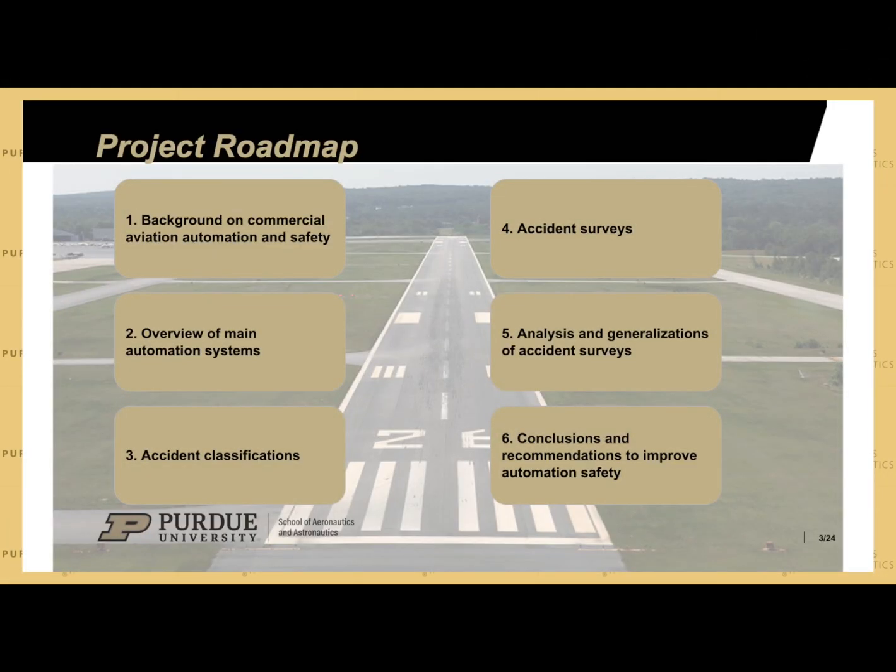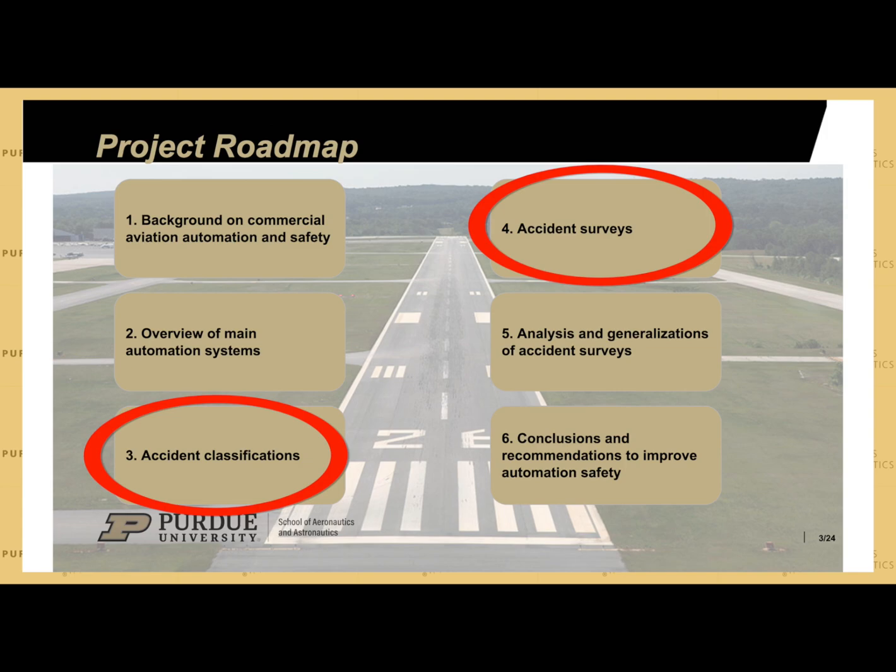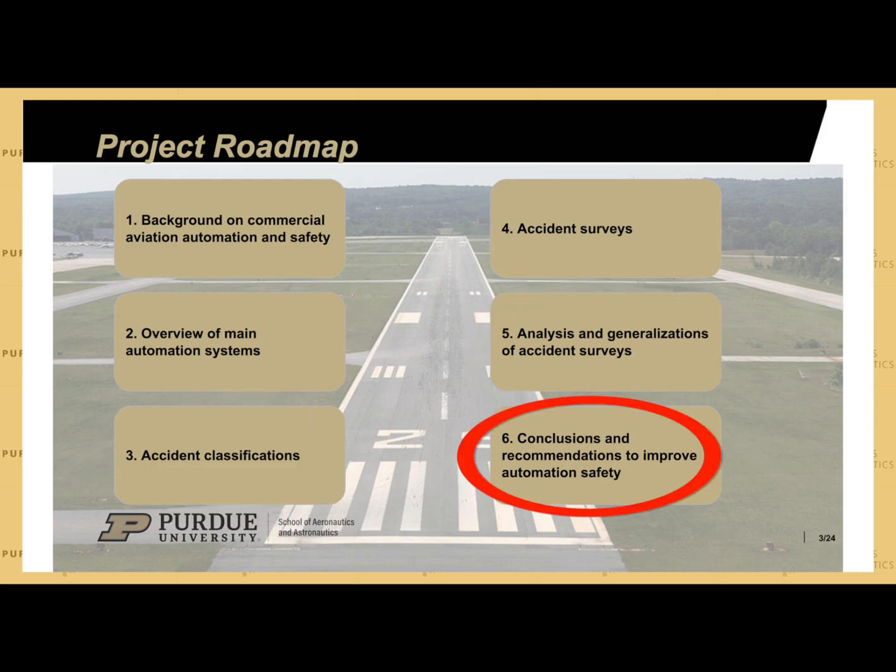Here's a brief overview of how our presentation is organized. We just discussed the issue of safety regarding automation in commercial aviation and the overall problem that we researched. Next, we'll give a brief overview of some of the main automation features in commercial aviation. Then, we'll present our methodologies for classifying the accidents that we researched. We'll highlight a few of these selected accidents and show how our classifications are applied to them. Then, we'll show some of our findings from all the accident studies that we did. And finally, we'll close with our conclusions and recommendations on how safety with automation can be improved.